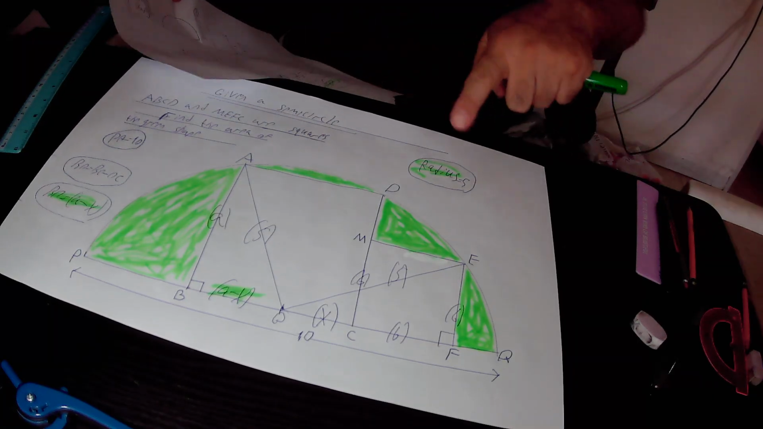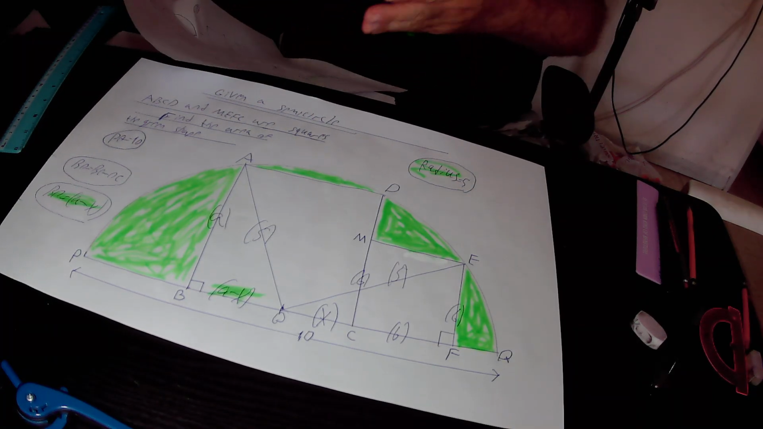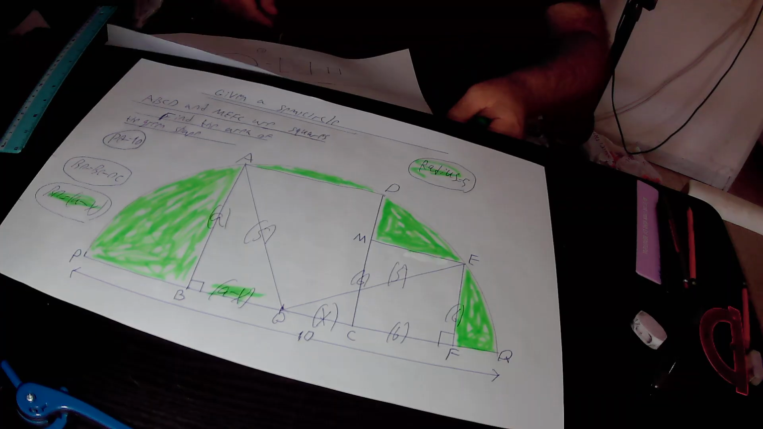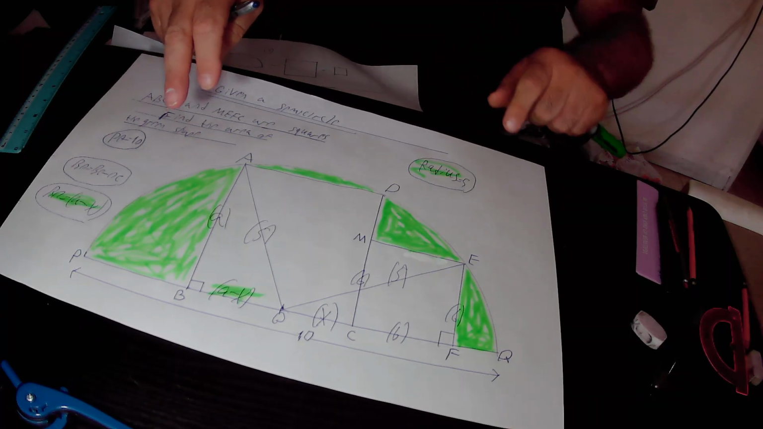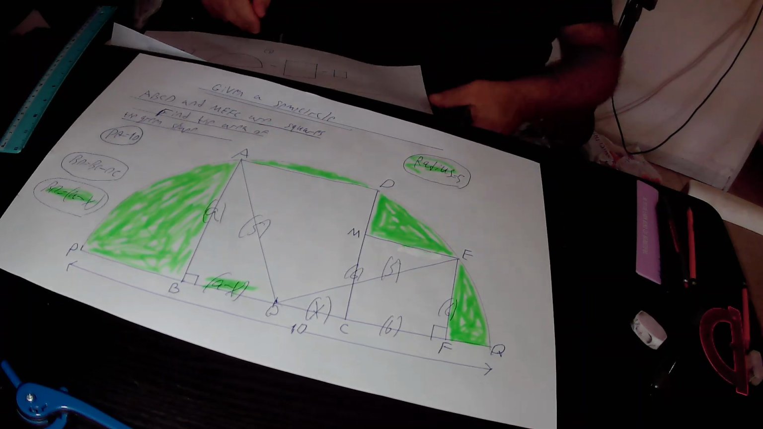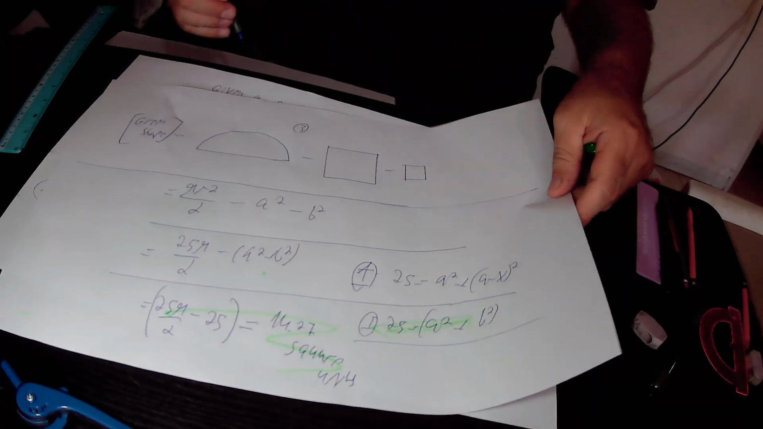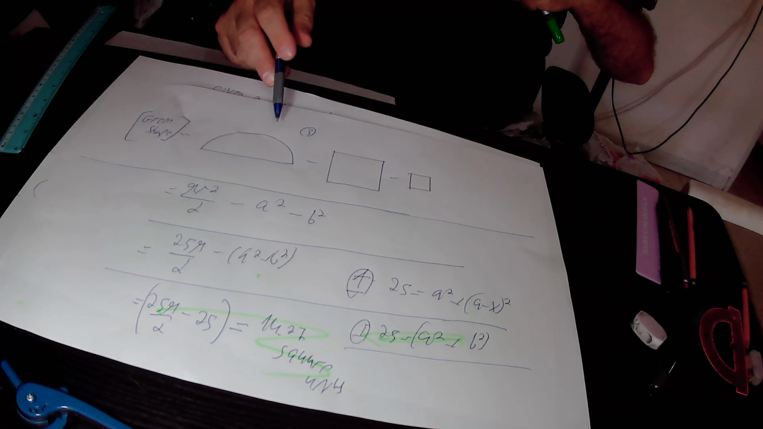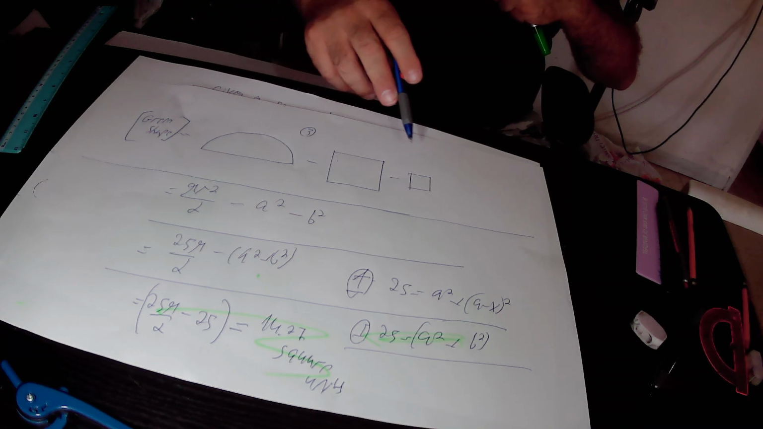Our task is to find out the area of this green shape. From the moment it is very easy to see that the area of the green shape equals the area of the semicircle minus the area of these squares. And again, the area of the green shape must be equal to the area of the semicircle minus the area of the big square minus the area of the small square.